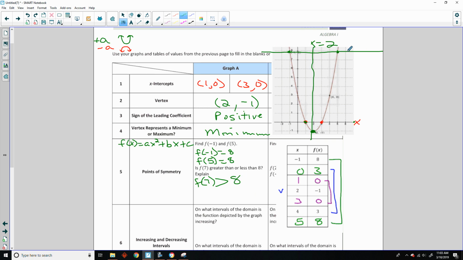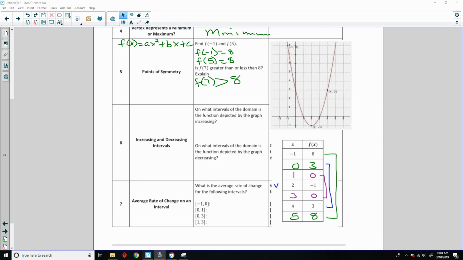And as you can see, there's the line y equals 8. f of 7 cannot turn and come back down. Parabolas never turn and go the other way like that. Never. They always continue in this direction forever and ever. And that's why f of 7 has to be greater than 8.